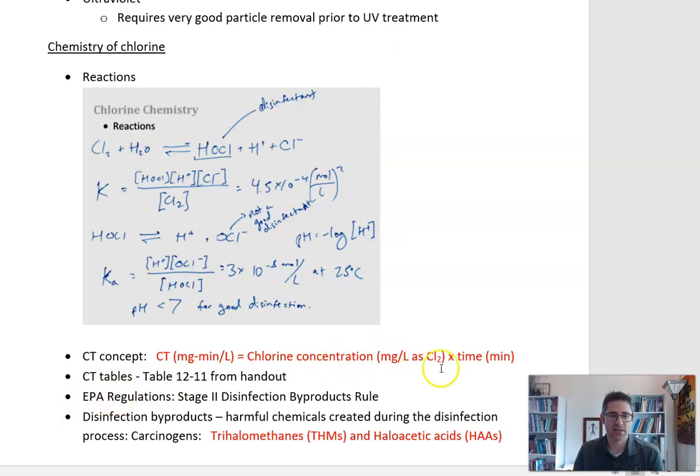In the U.S., there's EPA regulations. They're called the Stage 2 Disinfection Byproducts Rule that govern the CTs required, as well as technologies required for disinfection and for just treatment in general, as well as rules to limit disinfection byproduct formation.